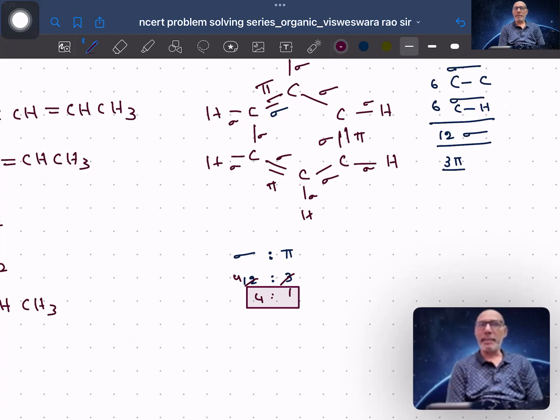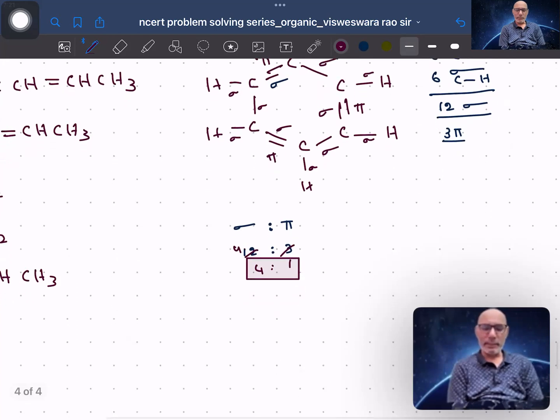So 6 carbons, everybody is undergoing sp2 hybridization. Everybody is having 3 hybrid orbitals now. So 6 carbons means 6 times 3, that is 18 hybrid orbitals. So benzene is having 18 HOs, 18 hybrid orbitals are there.